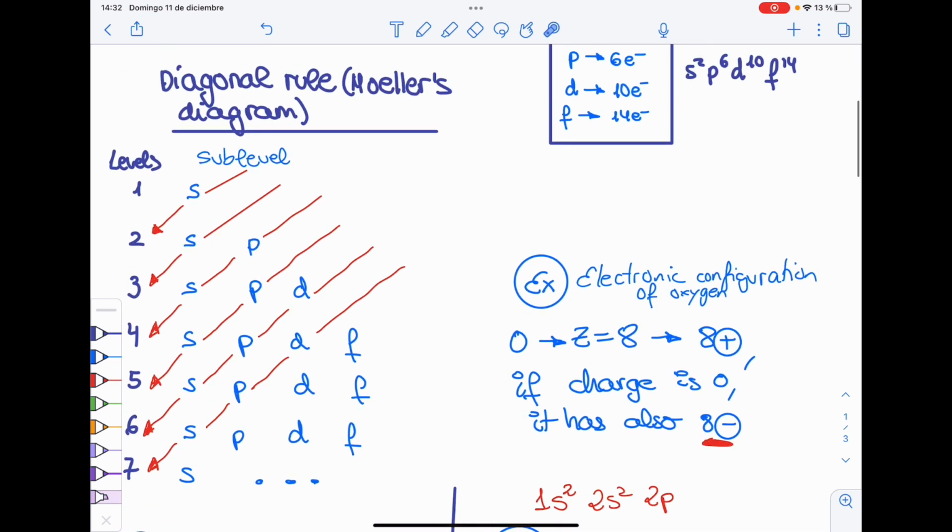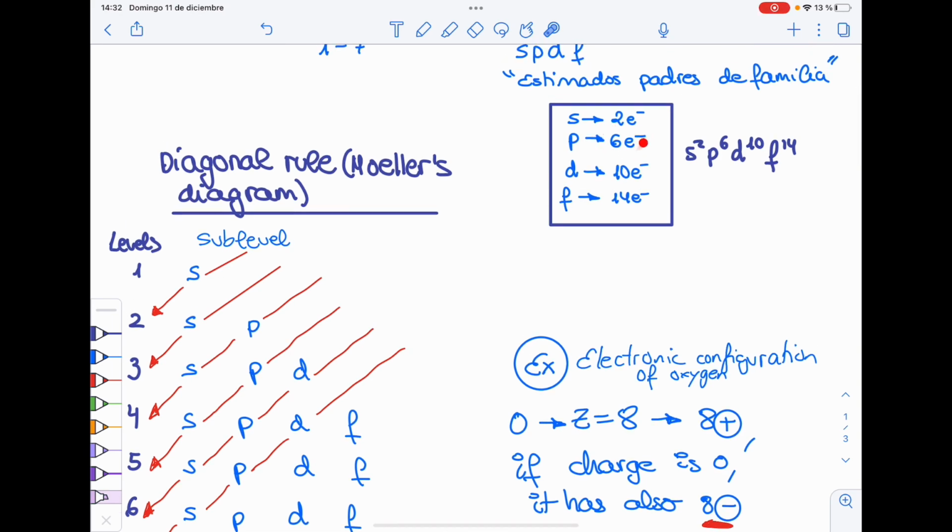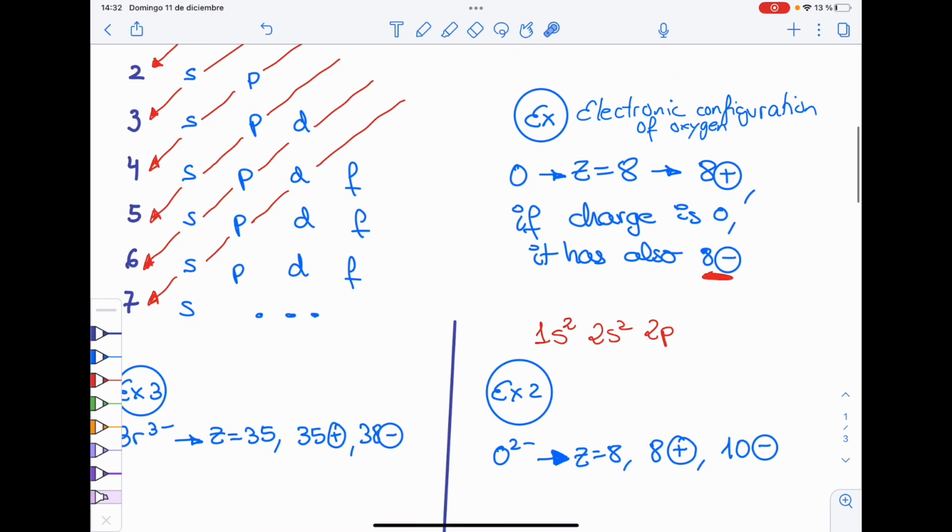Okay, and how many electrons can I put on P? 6 electrons, but I don't need to put all of the electrons because I already put 2 plus 2, 4 electrons, and I have to put 8 in total, so I only need to put here number 4. And with this, I put 8 electrons.